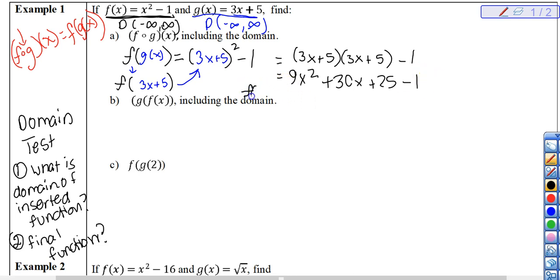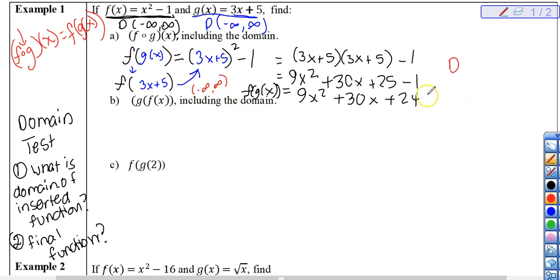So this is going to be my f of g of x, finalized: 9x squared plus 30x plus 24. Okay, so that's my composition. I need another parenthesis there. All right, now what's my domain? Let's talk about that. Let's go back to our domain test. What was the domain of my inserted function? Negative infinity to infinity. Yep, that was it.